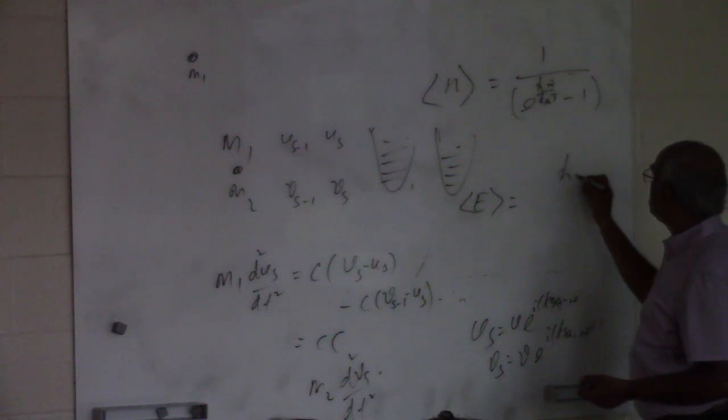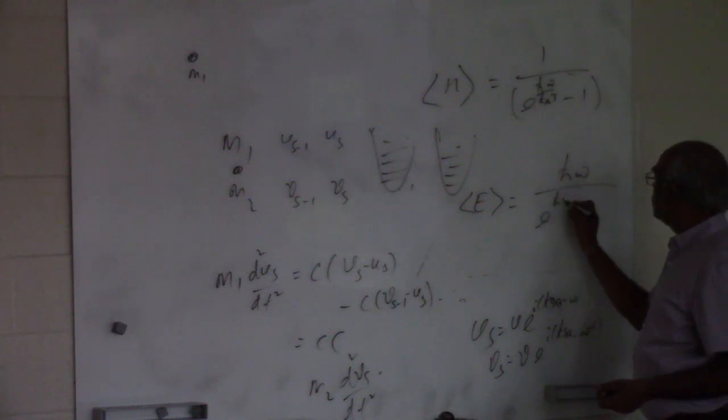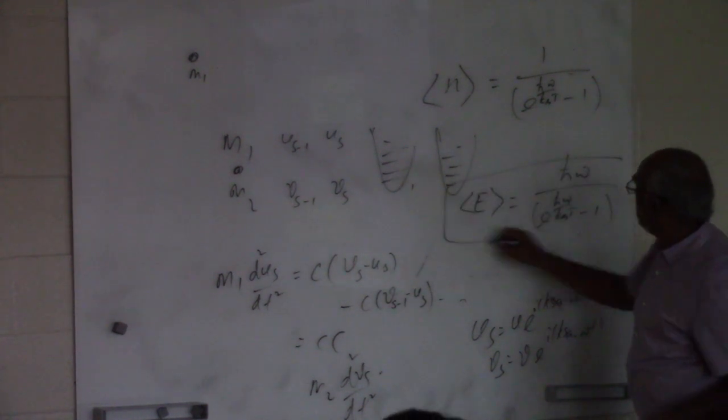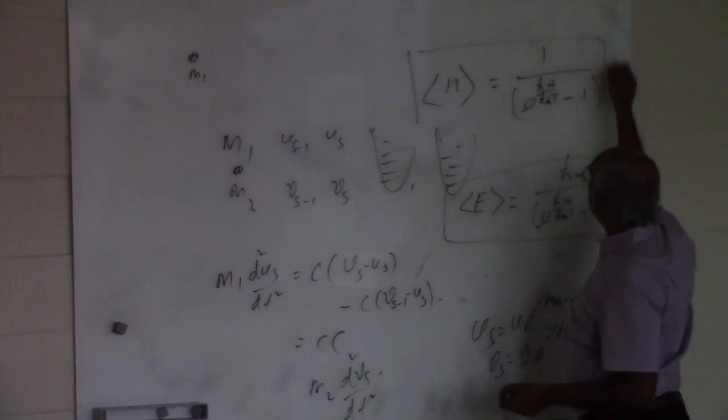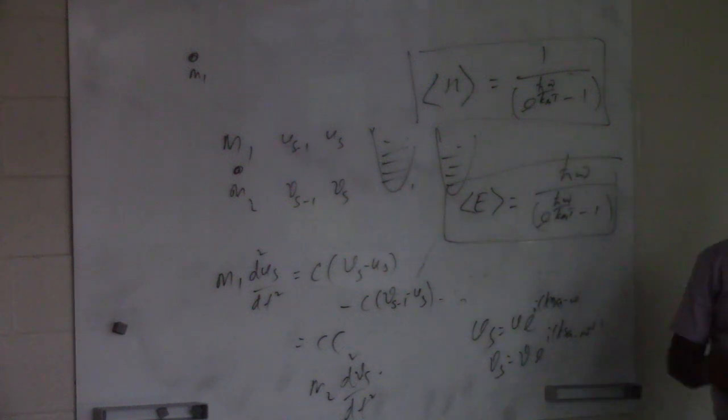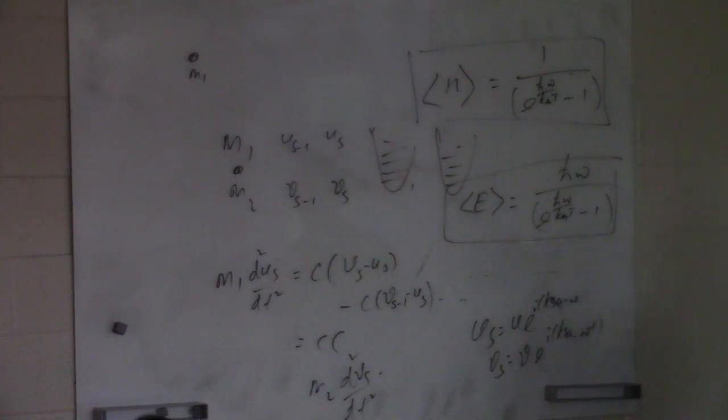Then the average energy is basically that multiplied by h cross omega. These two everybody should remember. This is the average energy, and this is the average number of phonons. You can see when your temperature is very small, the average number of phonons will be low, right? Because your vibrations become limited. So these two are very important. If you want to include the zero point motion, you can write it this way. But typically we write h cross omega over this one. This is the average energy, including the zero point energy.